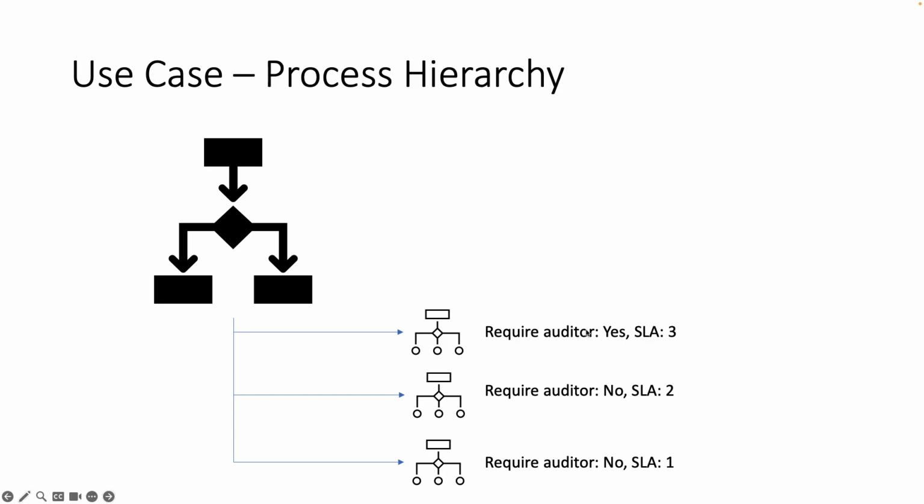And you can see two of these attributes in here. One is the required auditor. Some of them require the value of yes, some of them require a value of no, and the other variable is SLA, and each process has its own SLA it needs to have. And again, this is a very common use case for the set scope variable. Basically, it's when you need to isolate some of the variables across a chain of process hierarchy.